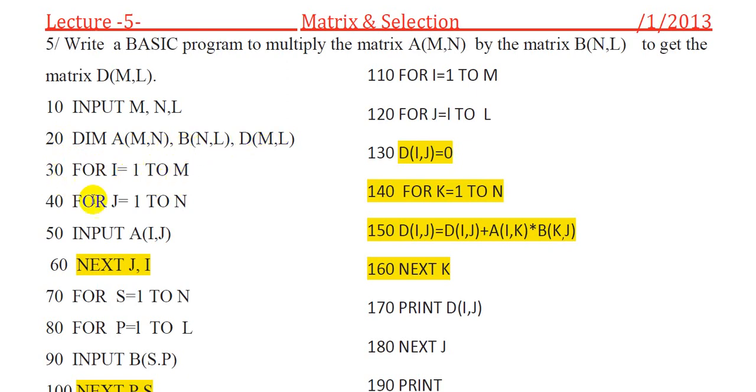30 for I equals 1 to M, and 40 for J equals 1 to N, and 50 input AIJ. IJ here is used instead of MN, because M and N indicate the rows and columns of the array A. 60 next J, next I. The priority is exactly for J rather than for I.